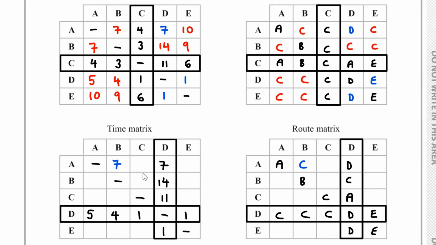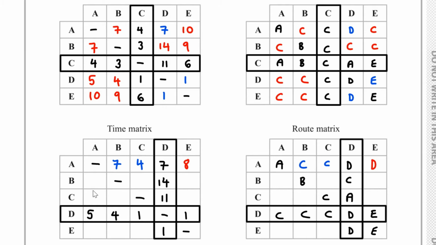For this element, we compare the 1 plus 7, which is 8, with the 4 over here. 4 is smaller, so there's no change. So we write 4 here and C here. Now for this element, we compare the 7 plus the 1, which is 8, with the 10 here. You can see 8 is smaller, so we write 8 here, and here we change this C to D, as shown here.